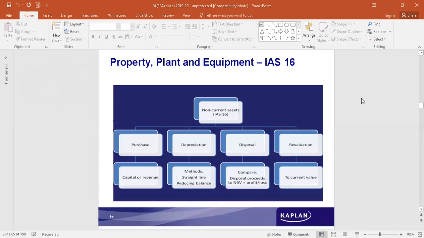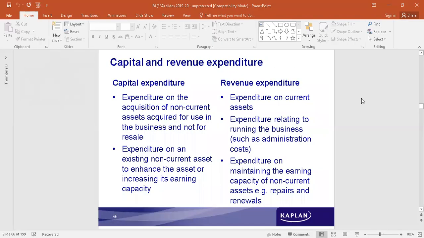What would we be accounting for? Accounting for the cost of the assets that are purchased, the depreciation value which is charged against the asset value, when it is sold, the disposal, or when it is revalued. All four of them we would be looking into.